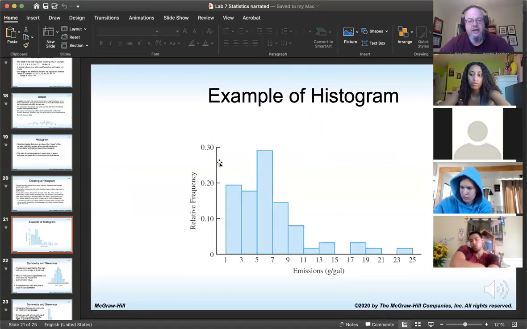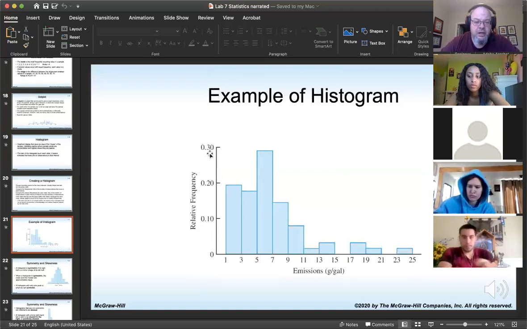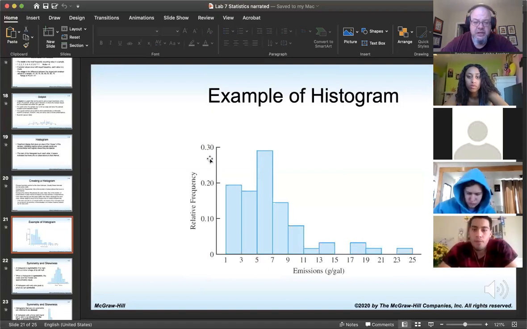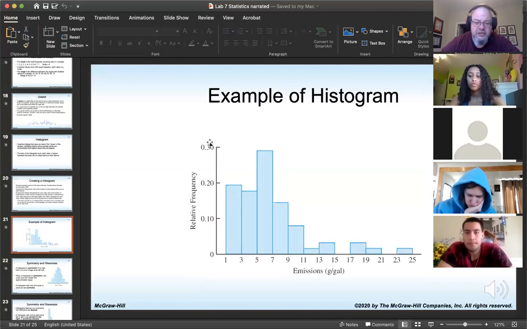Now, the y value can either be raw numbers, or like I have here, relative frequency, which you basically look at as percentages. So almost 30% of our data fell between 5 and 7. Okay, slightly less than 20% fell between 1 and 3. But again, this can be raw data. This is just a relative frequency.